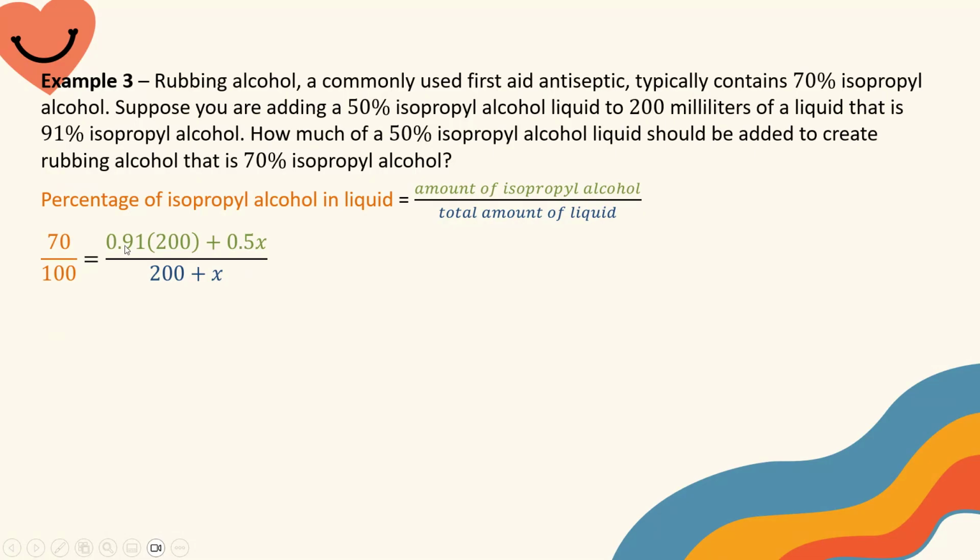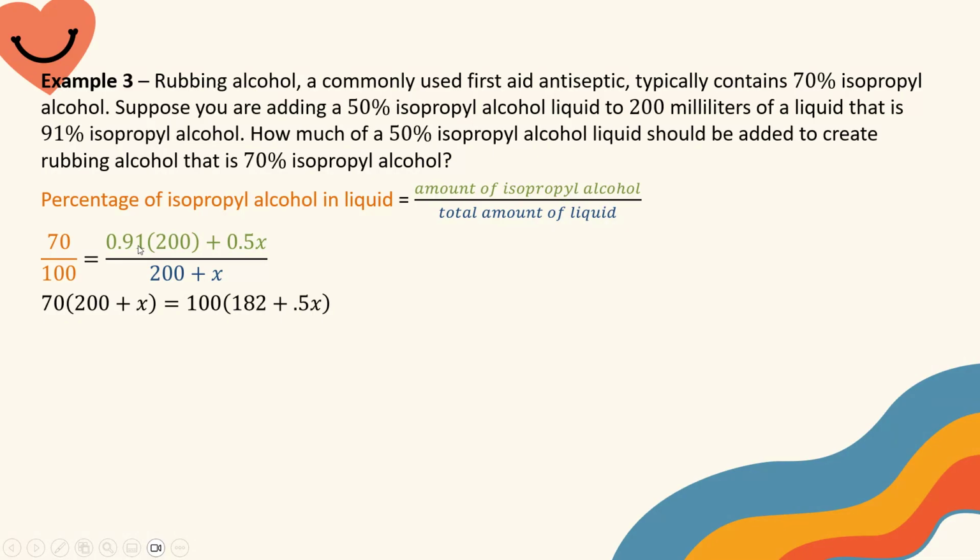So we've got 91% of 200, that's how much of it is isopropyl alcohol, plus we're adding a 50% mixture times an unknown amount of that mixture. The total: we started with 200 milliliters of liquid and then we're adding an unknown amount. We want to make that equal to 70 over 100, 70%. The word percent means per 100, so 70 over 100. Since this is a proportion, we will set cross products equal to each other and solve.